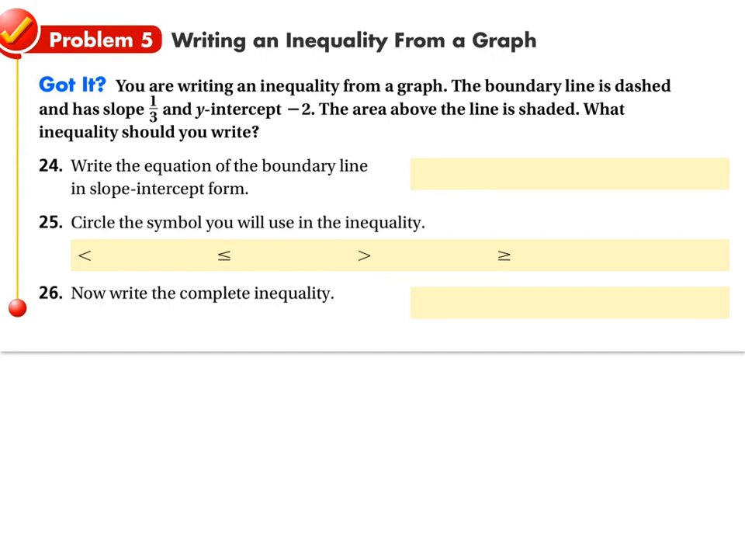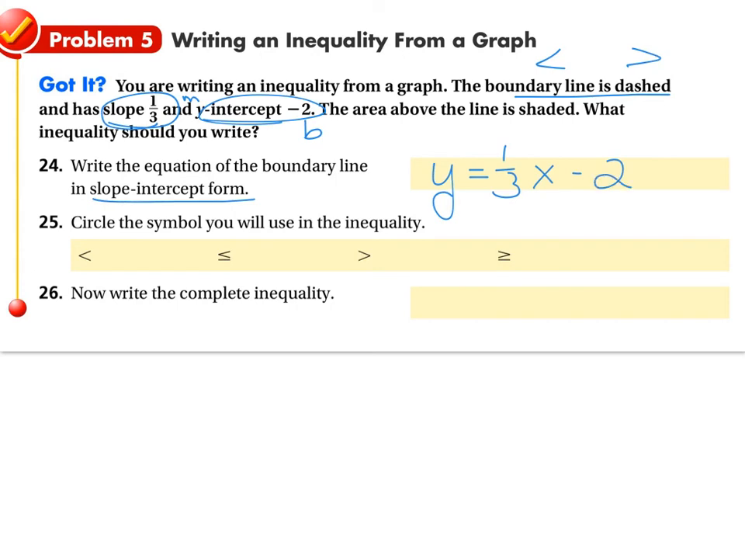We are to write an inequality from a graph. We know that the boundary line is dashed, which tells us that we'll have a less than sign or a greater than sign. We have a slope of 1/3, that's our m, and a y-intercept of negative 2, which is our b. The first step is to write an equation in slope-intercept form. So y equals mx plus b. Well, our m is 1/3, and our b is negative 2.